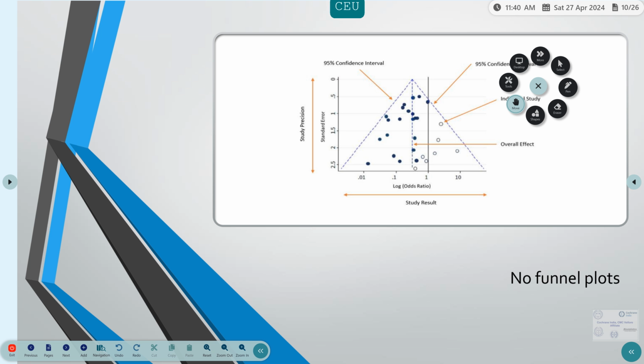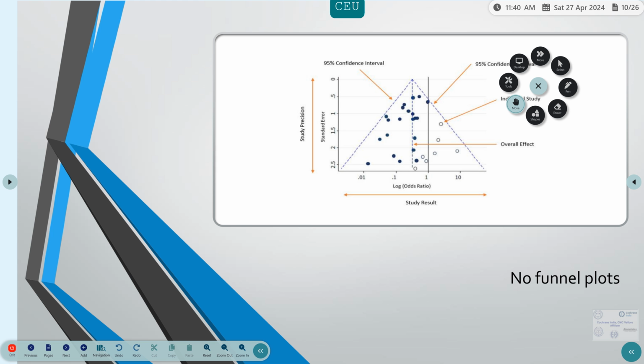If all the trials are included, then there is one. Suppose here this area is blank. In that case, we will assume that there is a significant number of trials which have not been included, which were probably not published, hence there is a possibility of publication bias.